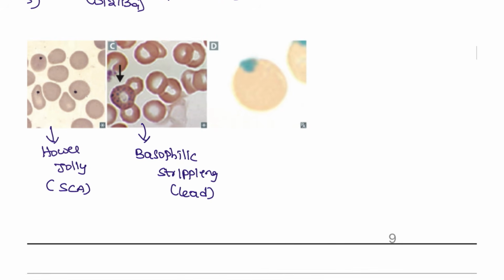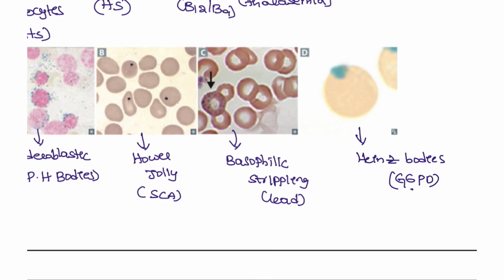And here you can see these are the Heinz bodies. Heinz bodies, again seen in G6PD. How can you differentiate between the Howell Jolly bodies and the Heinz bodies? Howell Jolly bodies are not present towards the periphery and the cell membrane; rather they are present individually. But the Heinz bodies are present only at the cell membrane. That is how you can differentiate.